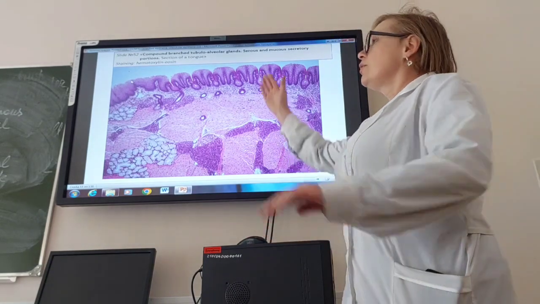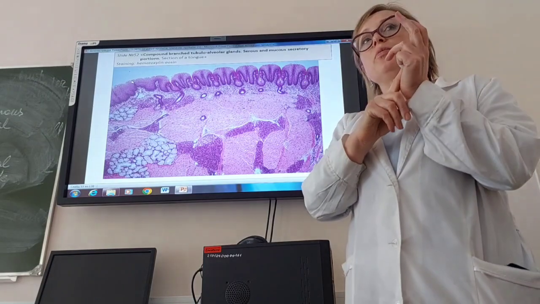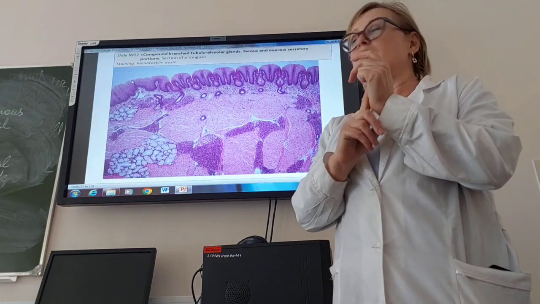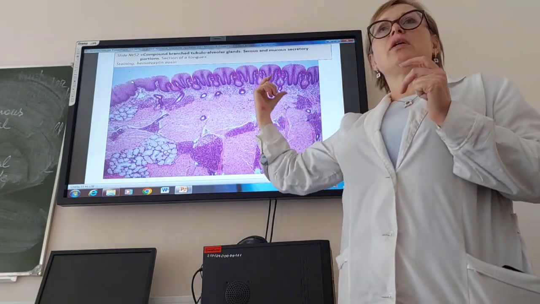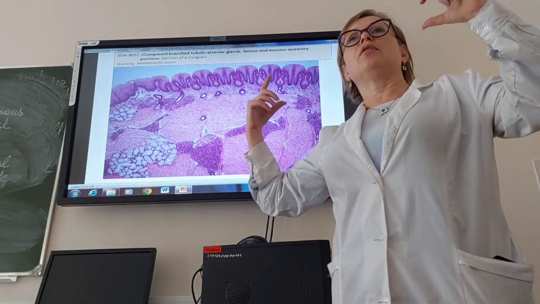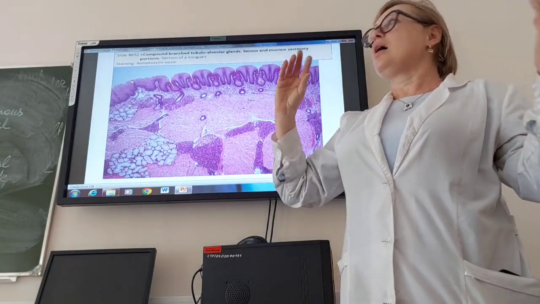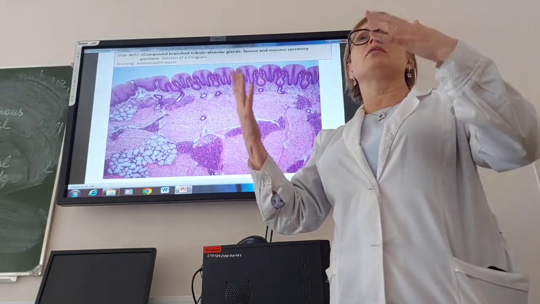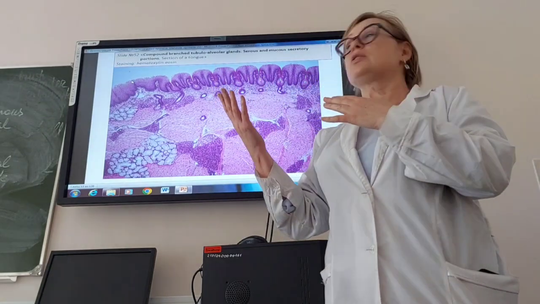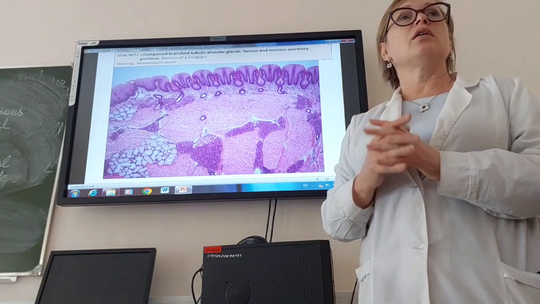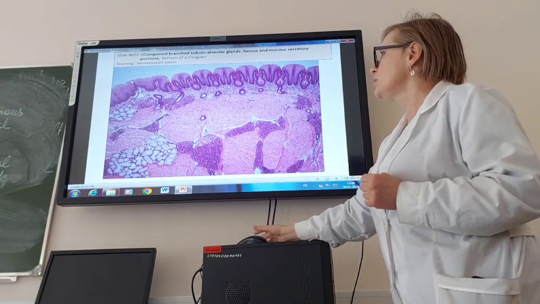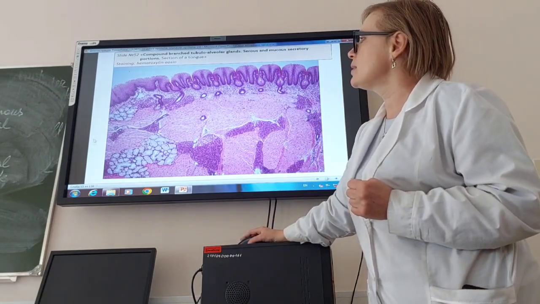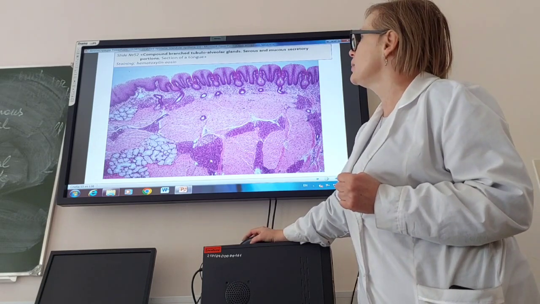So, first you should decide whether it's simple or stratified. After that, you should decide whether it consists of 5 or 3 layers. And if it's only 3 layers, you should identify whether it's transitional or non-keratinized. That's why it's easier to identify epithelium. Now look, please, at the thickness of the tongue.